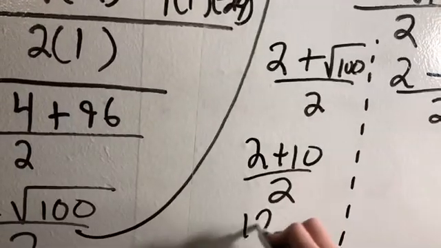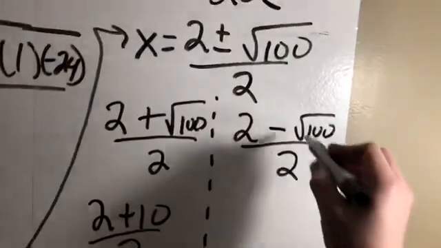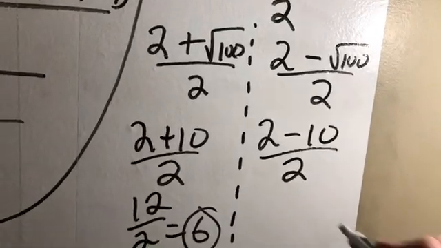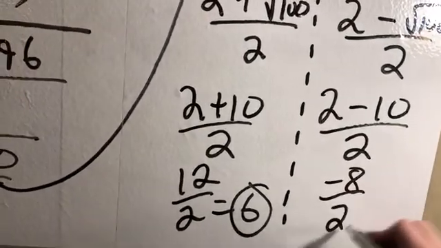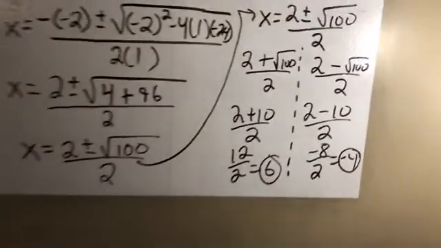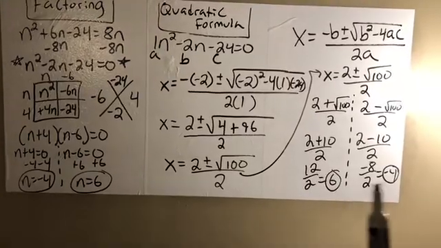2 plus 10 is 12. Divided by 2 is positive 6. Square root of 100 is 10. 2 minus 10 is negative 8. Divided by 2 is negative 4. And you'll notice we got the same answer with factoring as we did with the quadratic formula.